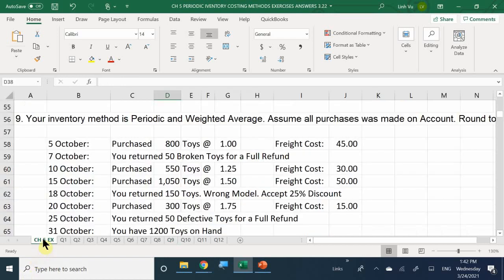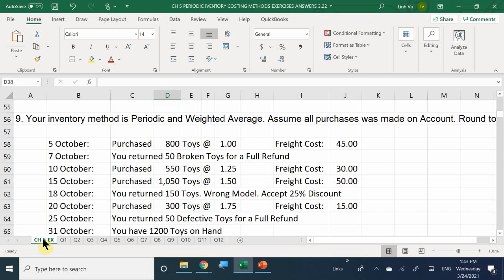So then, what happened next on the 18th of October? You returned 150. Okay, why? Because it was the wrong model. So you bought toys and they gave you the wrong model. And since the vendor decided to convince you to keep it, they offered you a 25% discount because it was the completely wrong toy, right? I didn't want this model, I wanted that model. But they said, you know what, you can still sell that model, I'll just give you a 25% discount off of it. So I agree and I accept it.